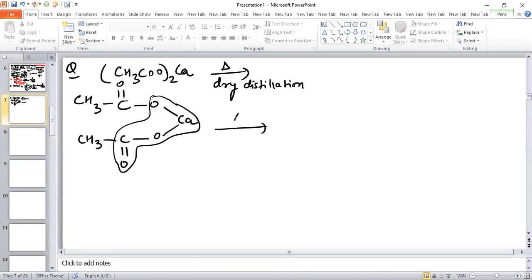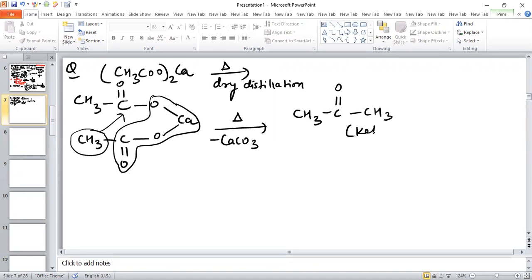So on heating, calcium carbonate is removed. When calcium carbonate is removed, this CH3 will get attached with this carbon. So the product obtained in this case is ketone. Ketone is obtained as the product.